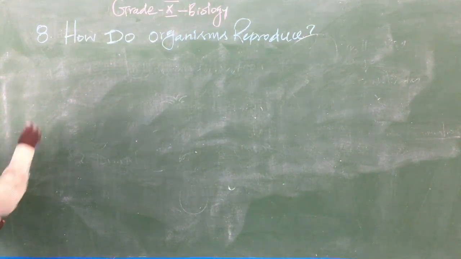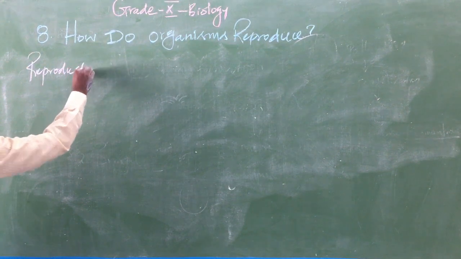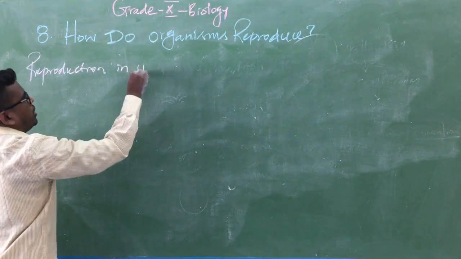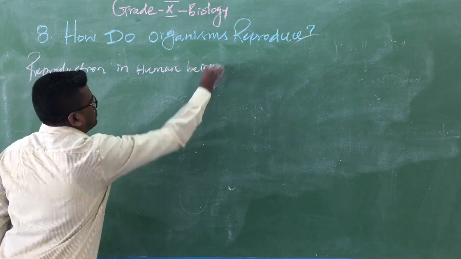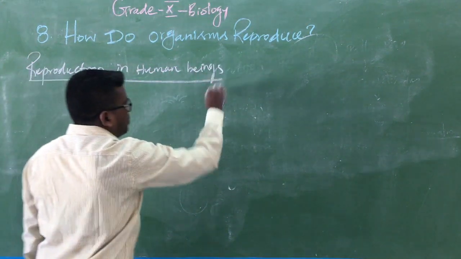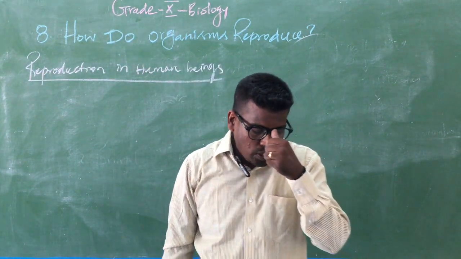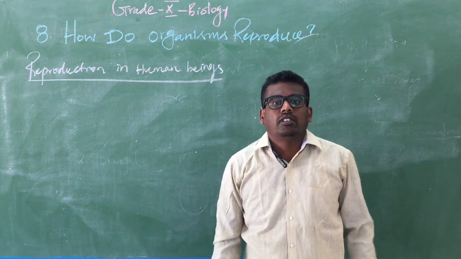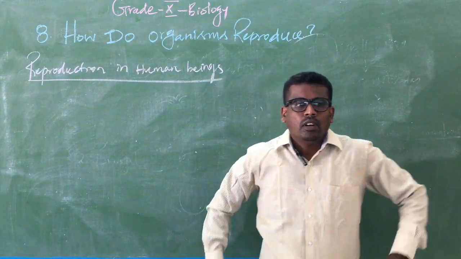Next, reproduction in human beings. In humans, only sexual reproduction occurs. How does it occur?